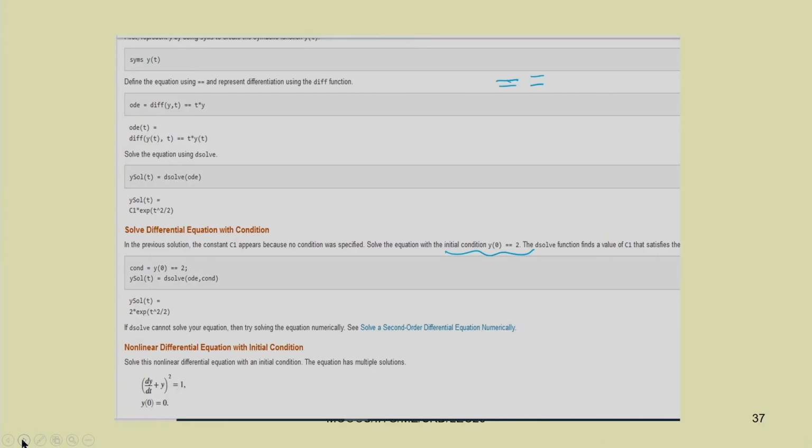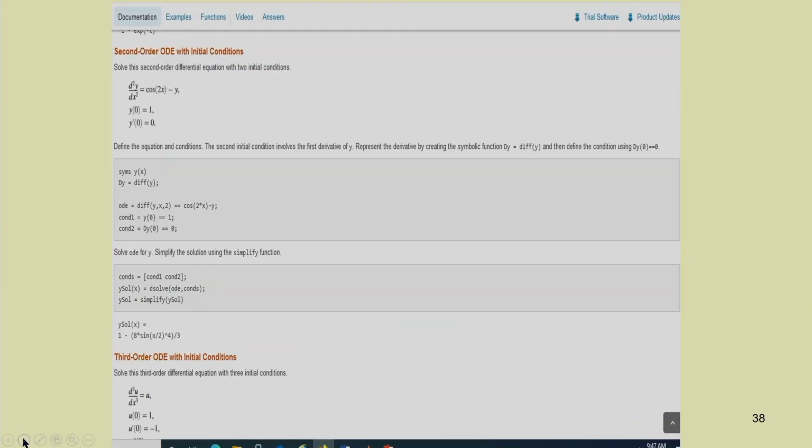Similarly, you can solve many other equations, for example dy by dt plus y square equal to 1. If you have a first order differential equation, you have only a single constant. If you have a second order equation, you require 2 constants, and if you have a third order equation, you require 3 constants to solve these equations.